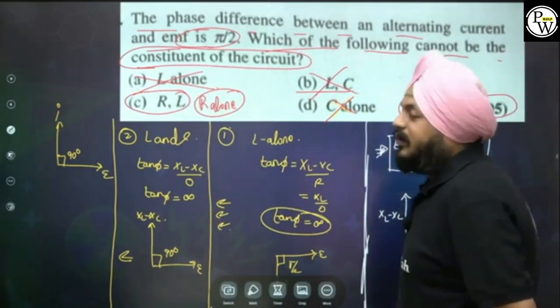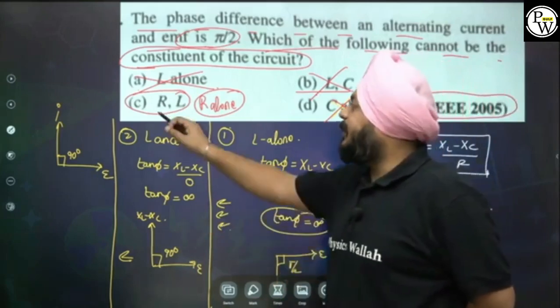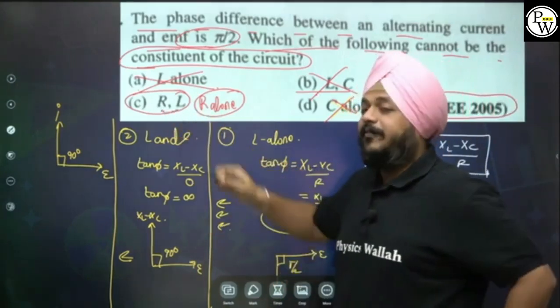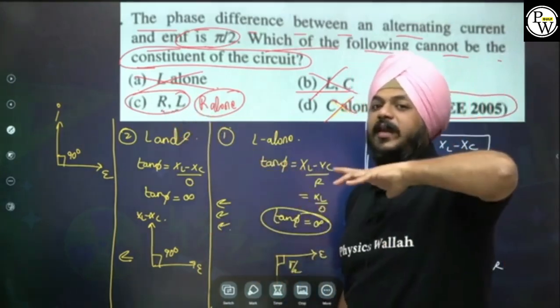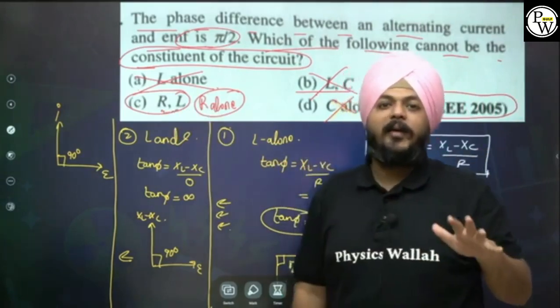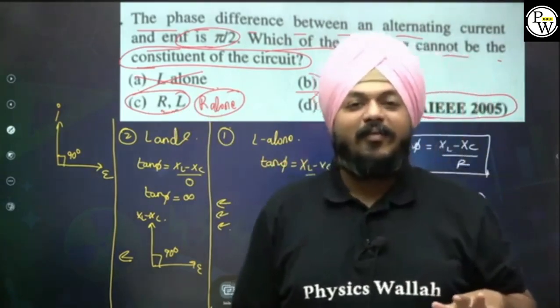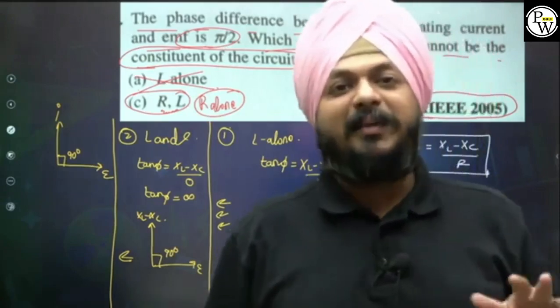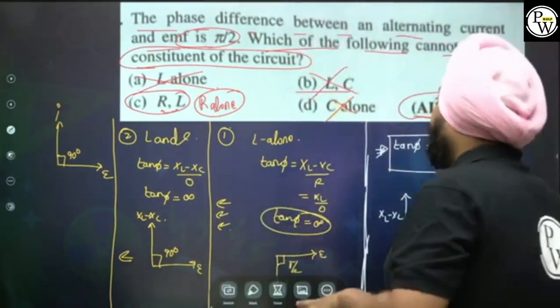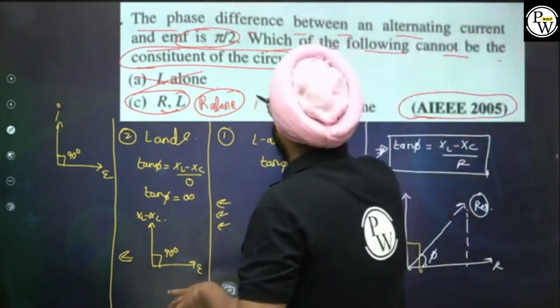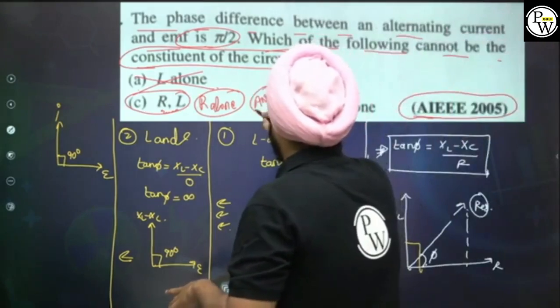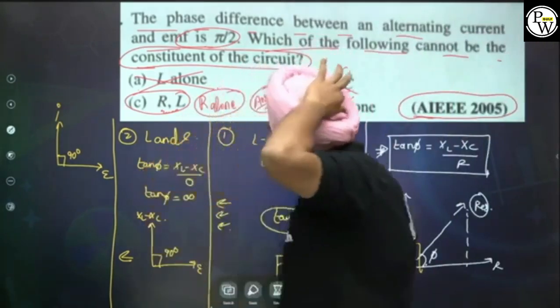But suppose even if the circuit contains L and R, where there is an R, the phase difference can't be pi by 2. So here right now the C will be the perfect answer. Actually it should be R alone. In some of the resources it is given as R alone.